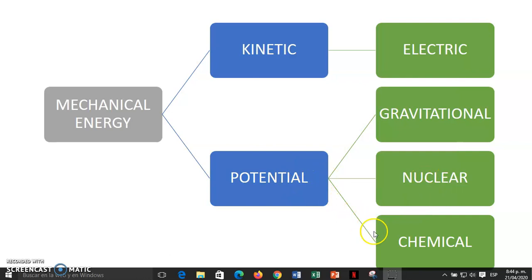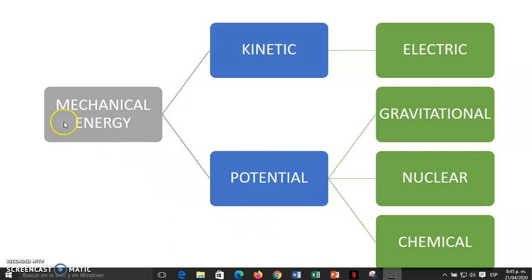Another form of potential energy that we have is chemical energy. Chemical energy is stored in different things that we consume. For example, we need food to live, and the food contains different forms of chemical energy. We refer to the chemical energy because it is the mixture of different atoms that make substances or compounds that are going to be providing the energy for our body to work. Okay, so those are basically the main classification of energy.